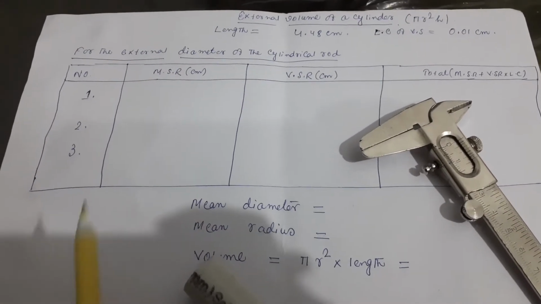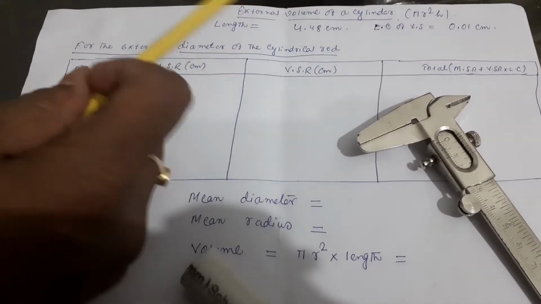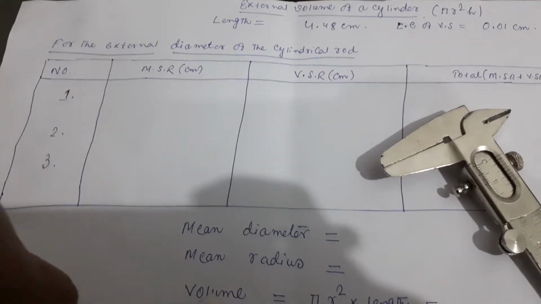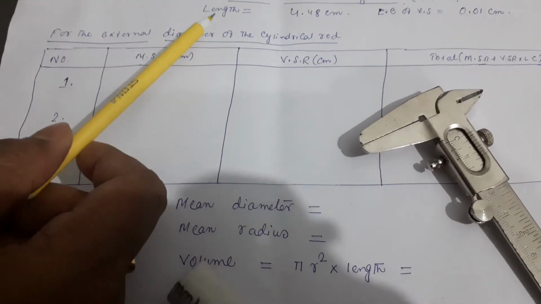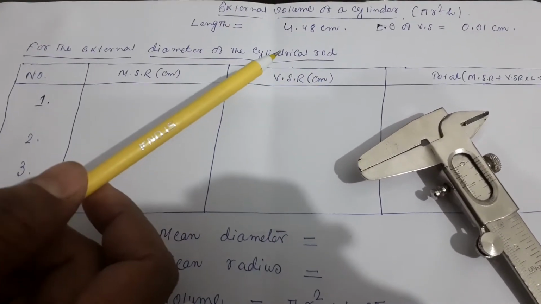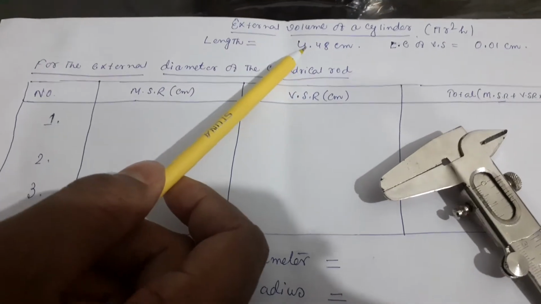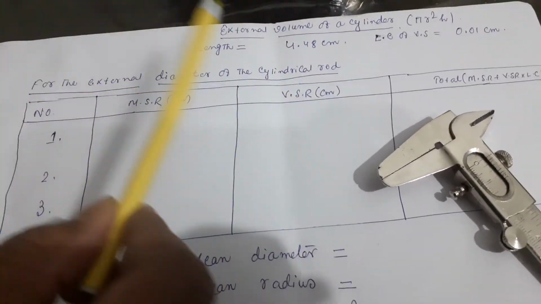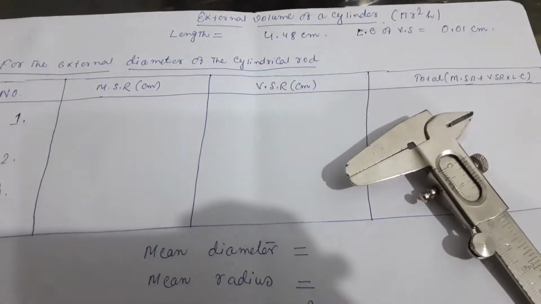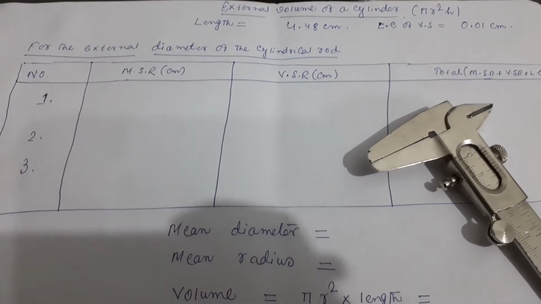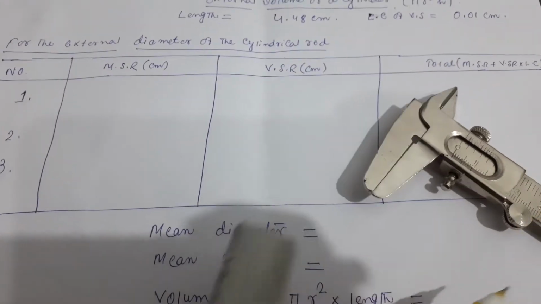Today we'll continue the second practical of the vernier caliper. Actually, the first experiment of the vernier caliper we have done, that was the length calculation. Okay, so the length we have already measured, that was 4.48 centimeters. With the help of this length, today we'll calculate the external volume of the cylinder. That cylinder means this, actually this one.